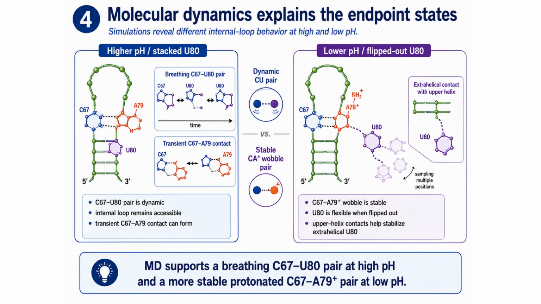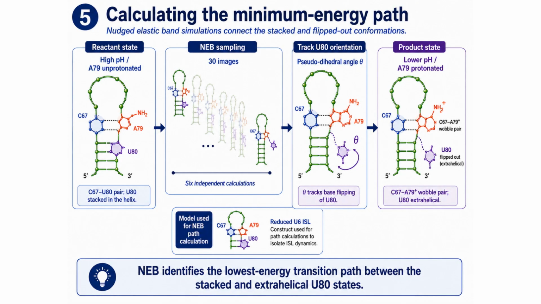In contrast, when A79 is protonated, a stable C67 A79+ wobble pair forms. Once this pair is stabilized, U80 becomes unpaired and flexible. The next challenge was to describe the transition itself.